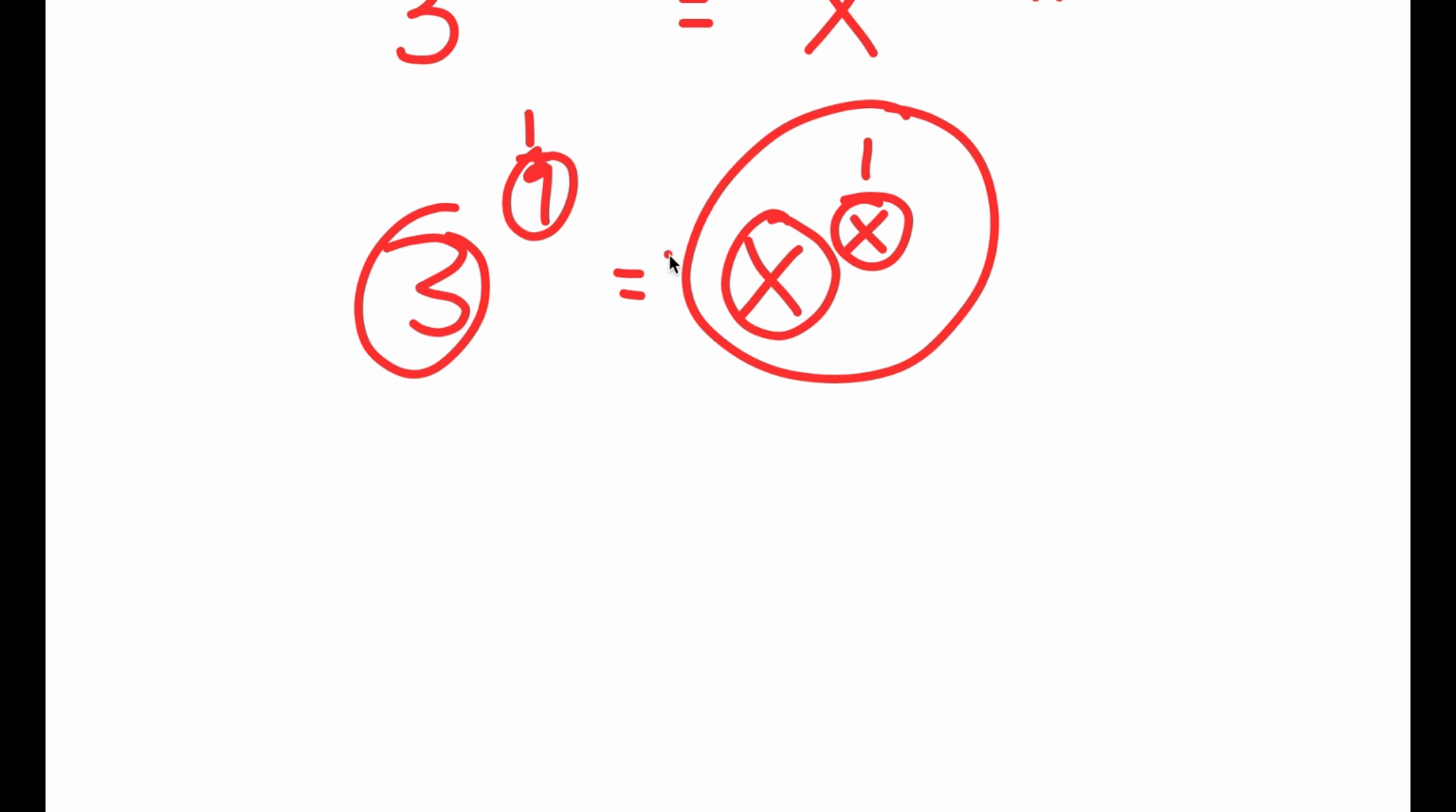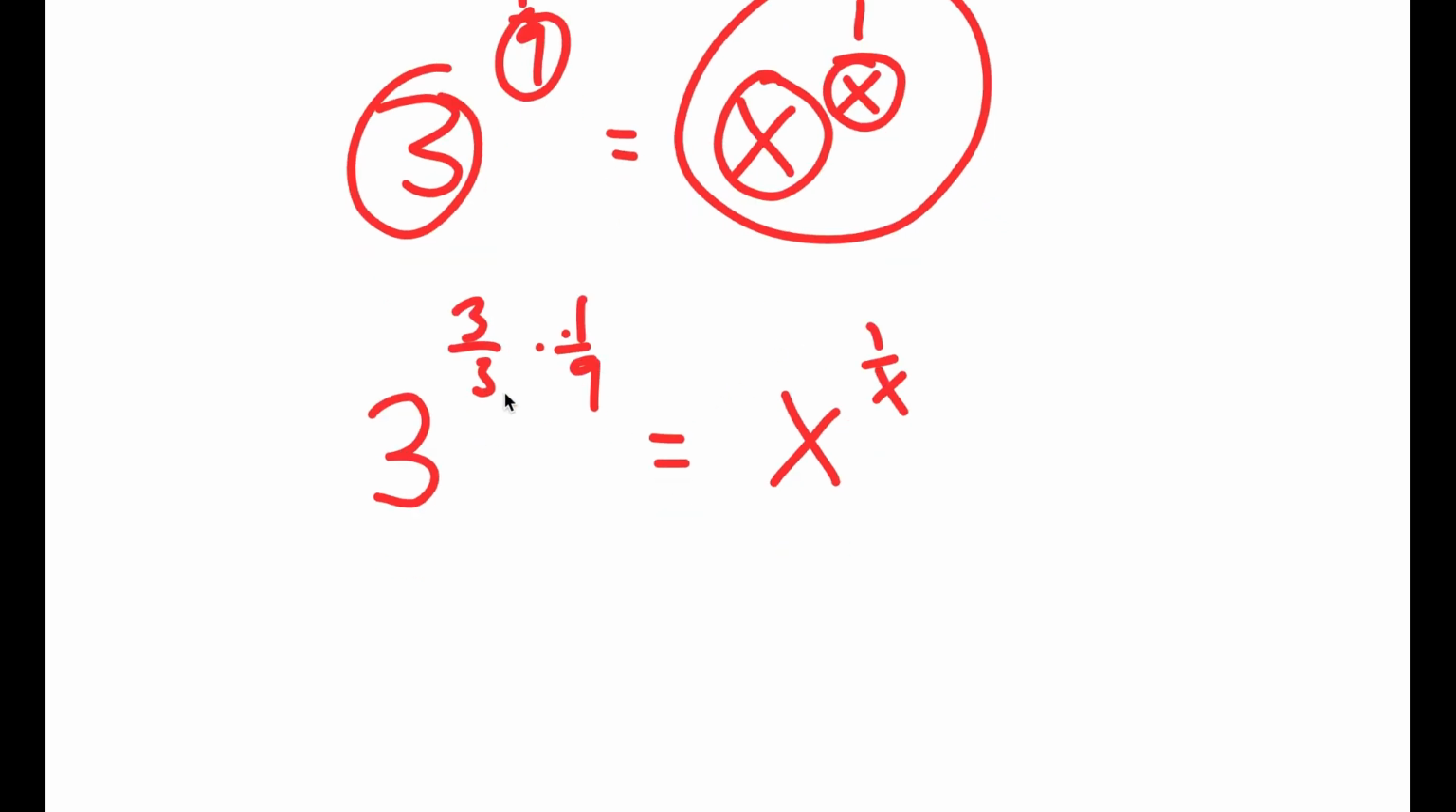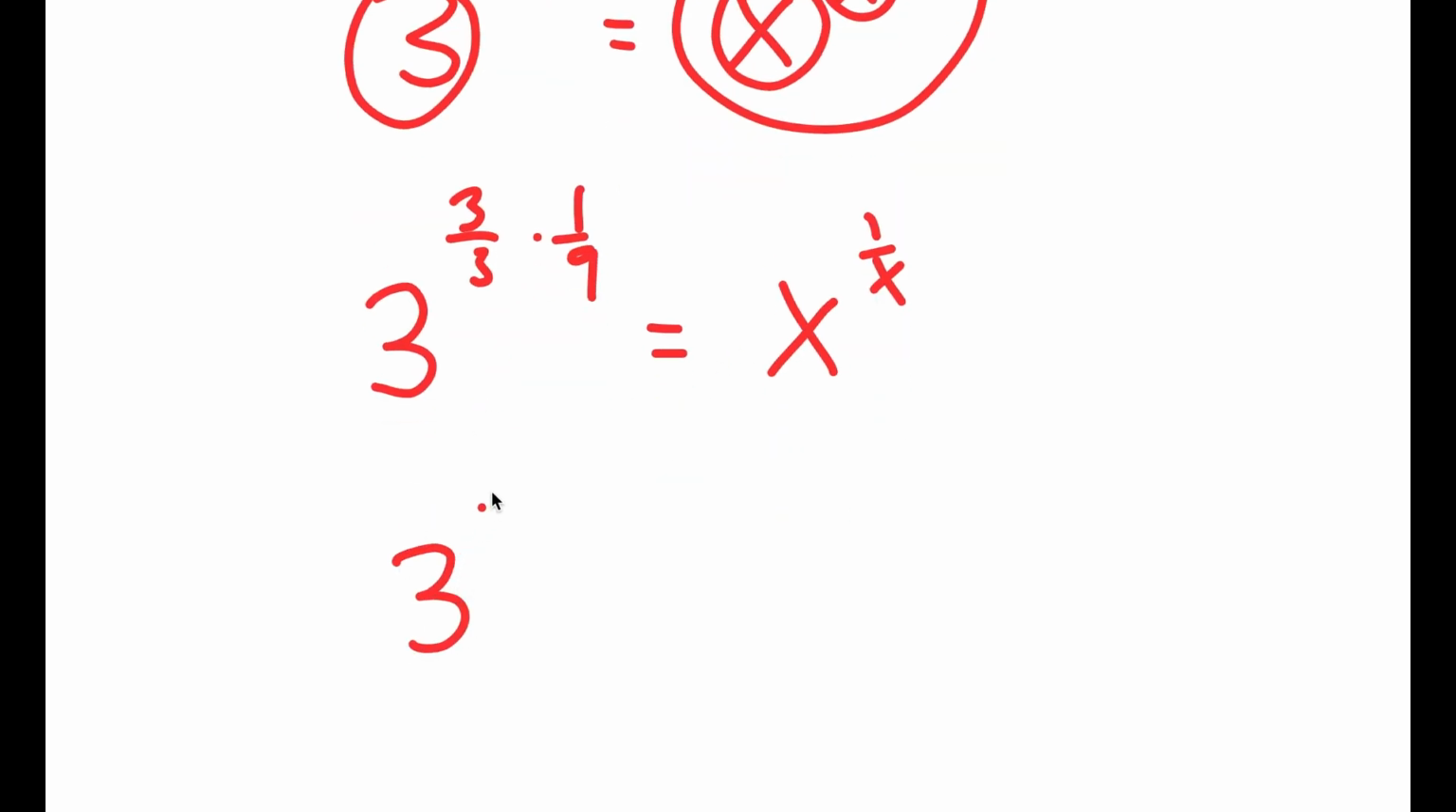So the way I'm going to do that is I'm going to rewrite this as 3 to the power of 3 over 3 times 1 over 9. 3 over 3 is the same thing as 1, and 1 times 1 over 9 is 1 over 9. So that doesn't make any significant changes. And now, this is the same thing as 3 to the power of 3 times 1 over 27.